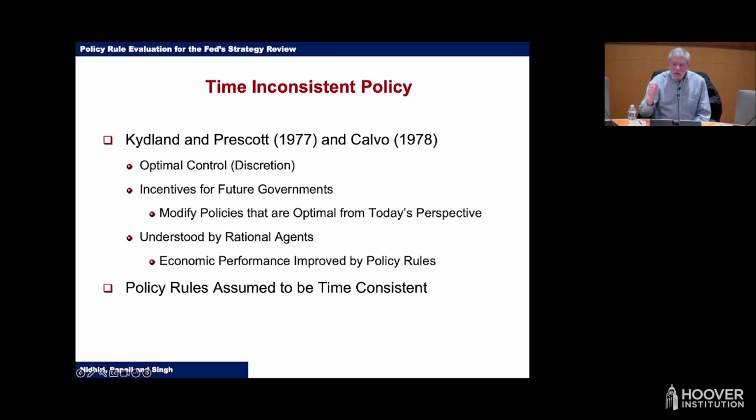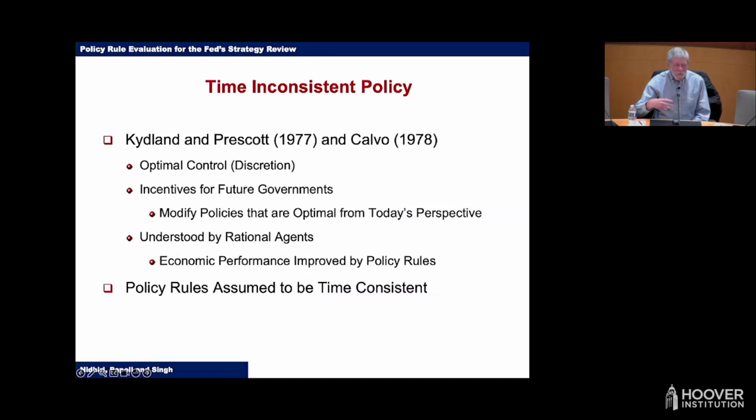So I want to talk a little bit about time consistency. If we start with time inconsistent policies, Kydland and Prescott '77, Calvo '78, it's an optimal control exercise. We all know there are incentives for future governments to modify policies that are optimal from today's perspective. This is understood by rational agents, and you can improve with policy rules.